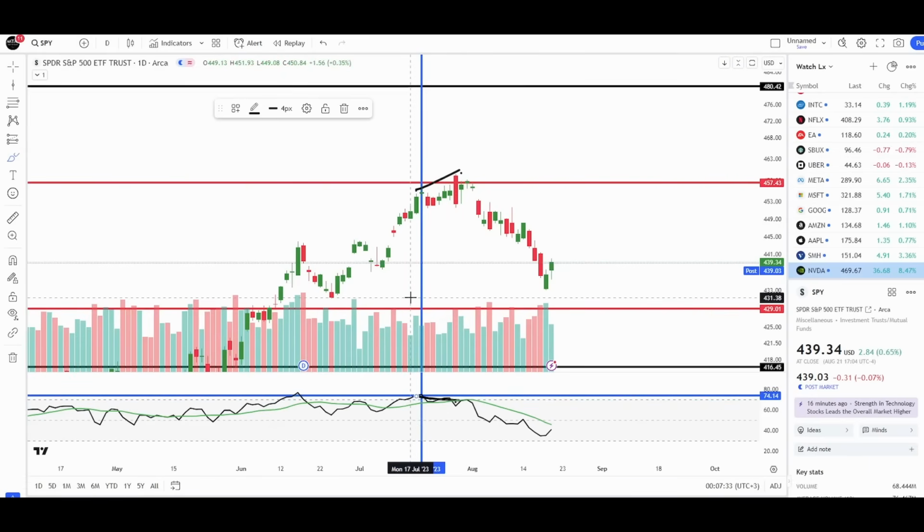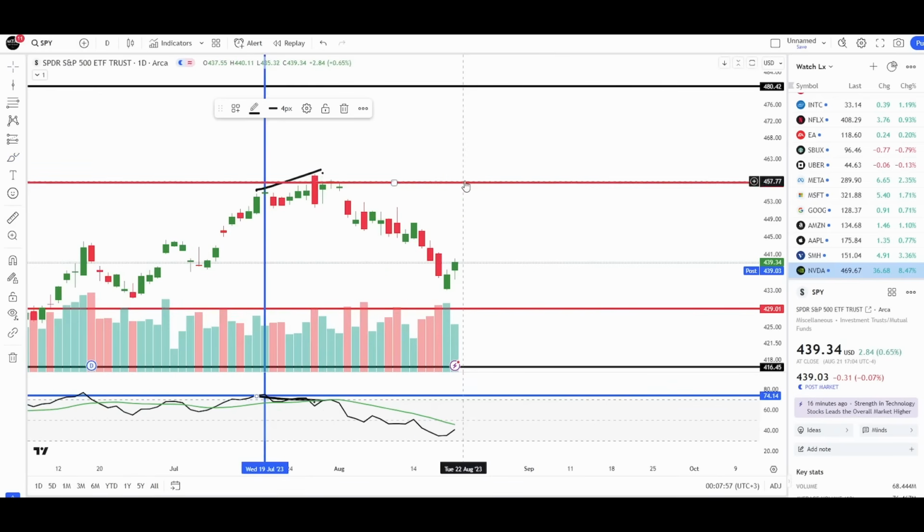It means that buyers are losing control. They're losing conviction. They're buying fewer and fewer shares. They're not as excited at this level, and that's why they're beginning to lose steam. The buying is beginning to lose steam. And that's when we need to pay very close attention, because what happened after that?